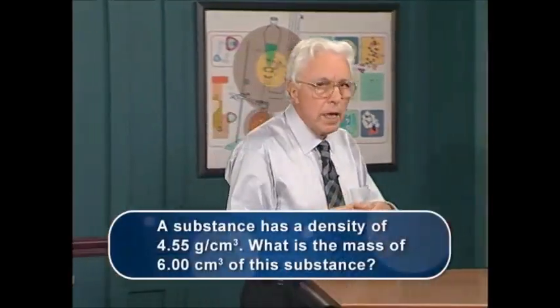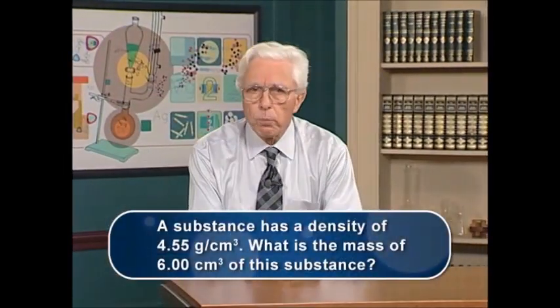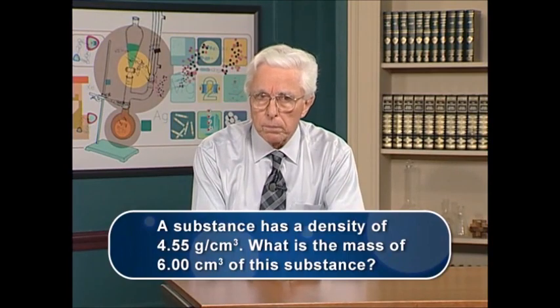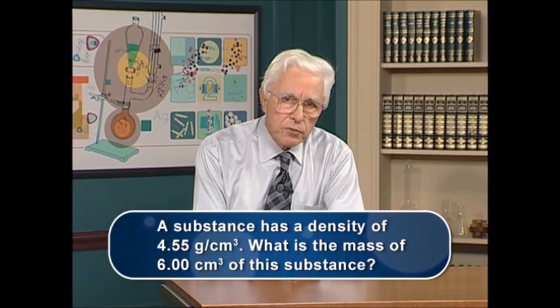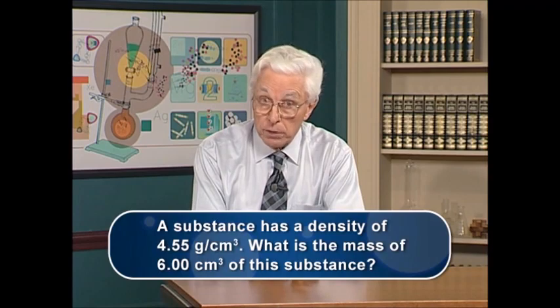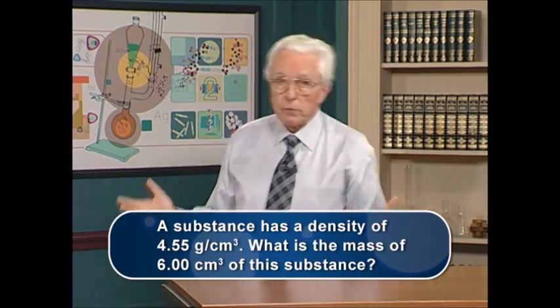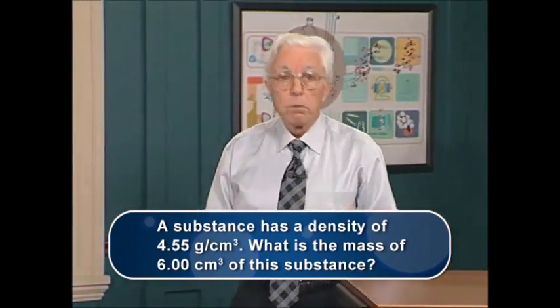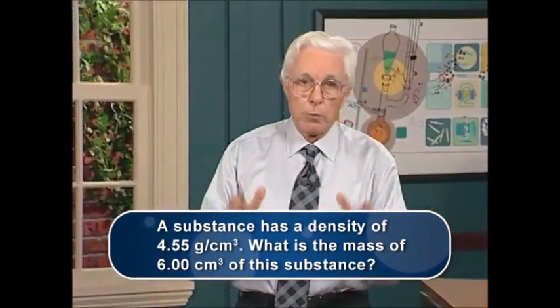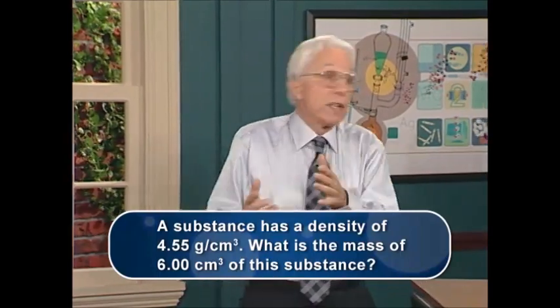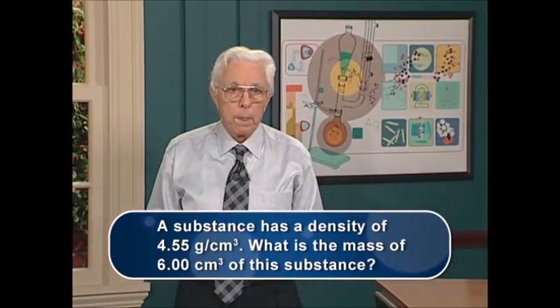Assuming you have done that, or whatever you're capable of doing, you are now prepared to work density problems. Our first problem is, a substance has a density of 4.55 grams per cubic centimeter. What is the mass of 6.00 cubic centimeters of this substance? Now, you may have decided, despite all that we've said, to solve this problem by using the equation D equals m over V. Or perhaps you even solved it by proportions or factor label.